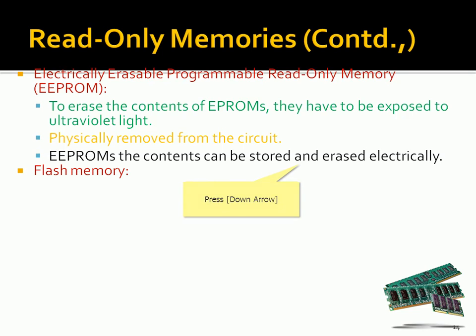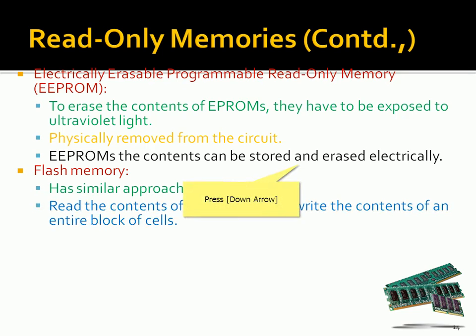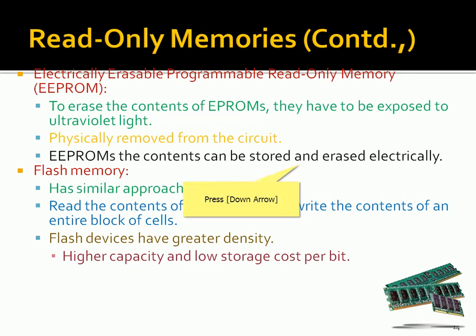Flash memory. So flash memory has a similar approach to EEPROM. You read the contents of a single cell but write the contents of an entire block of cells. A single cell you can read, but writing you can do block-wise. So reading is by single cell, and writing is block-wise. So those are the operations. Flash devices have greater density, so there is a huge, higher capacity of that memory, and low storage cost per bit.